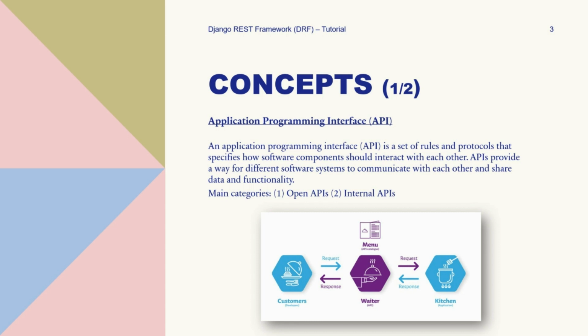And also, it is the way in which the data and the functionality between the components are shared. We'll discuss it more in a bit. So basically there are two main categories: one is an open API and the other is an internal API. With that, here we have this example.